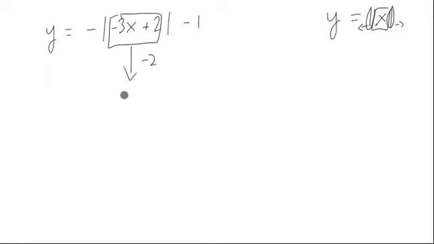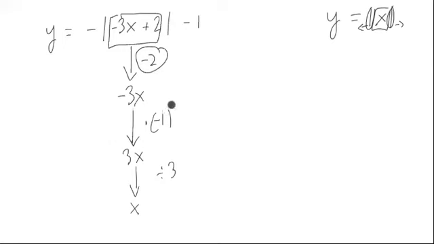Subtract 2 to get negative 3x. Multiply by negative 1, and then divide by 3. Okay, so these are our x transformations. This is what's done to all of our x coordinates: subtract 2, multiply by negative 1, divide by 3.